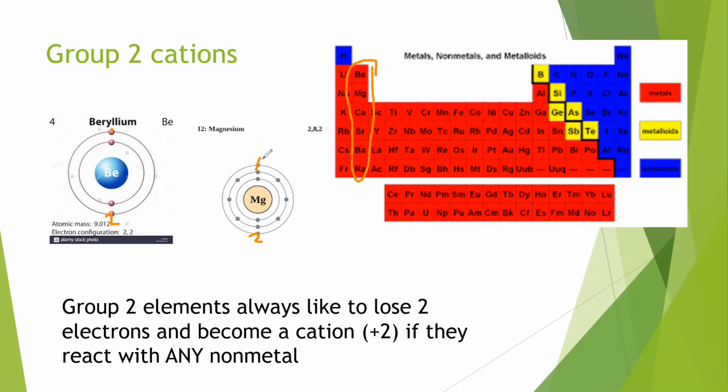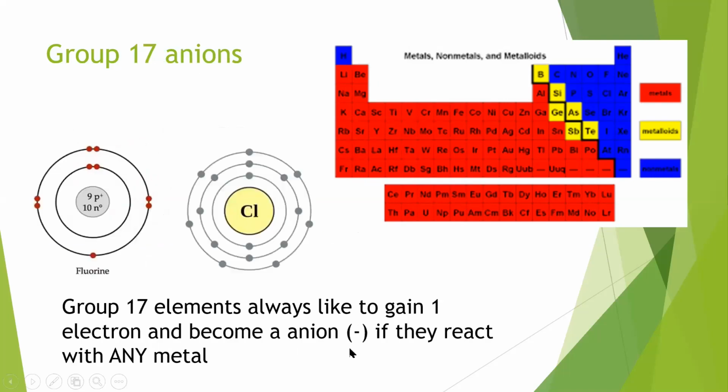And once you lose these 2 electrons, you're going to have a +2 charge. So beryllium, once it loses those 2 electrons, is going to be Be2+. This magnesium is going to be Mg2+. And remember, if it's a positive charge, it's called a cation. And now the negative charge is called an anion. So it's this group right over here.